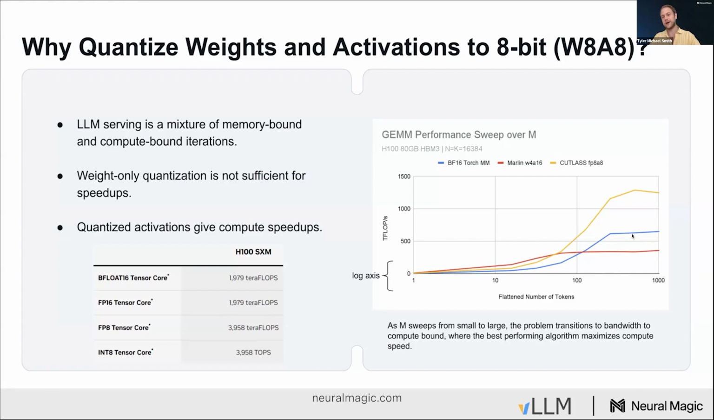In contrast, with activation quantization, this yellow line labeled CUTLASS FP8 A8 that we've implemented in vLLM, it does a little bit worse at a small number of tokens because the weight matrix isn't as compressed. But then as you increase the number of tokens, your arithmetic intensity increases, you have more compute to do, and so the rate of computation just becomes relatively more important. And so, what we found is that weight-only quantization is not sufficient for speedups in LLM inference, and you really want to quantize activations as well.